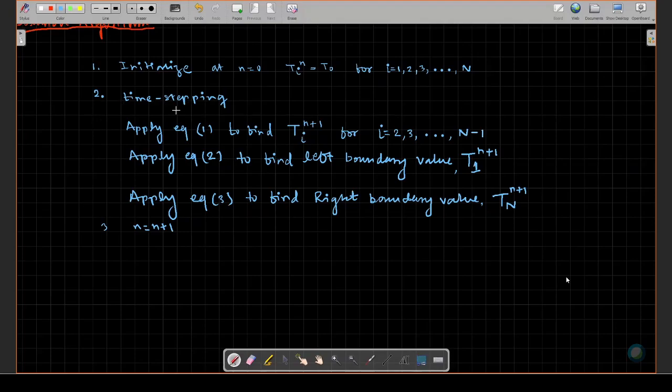And you have to keep doing this. This is called time stepping, in such a way that at some value of n, you get convergence. Repeat in time. Repeat steps 2 and 3. I'll just write here: repeat 2 and 3 till we get convergence.